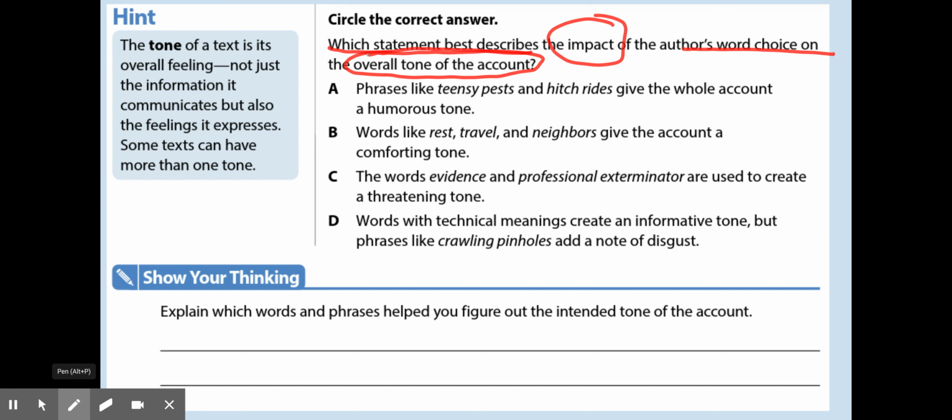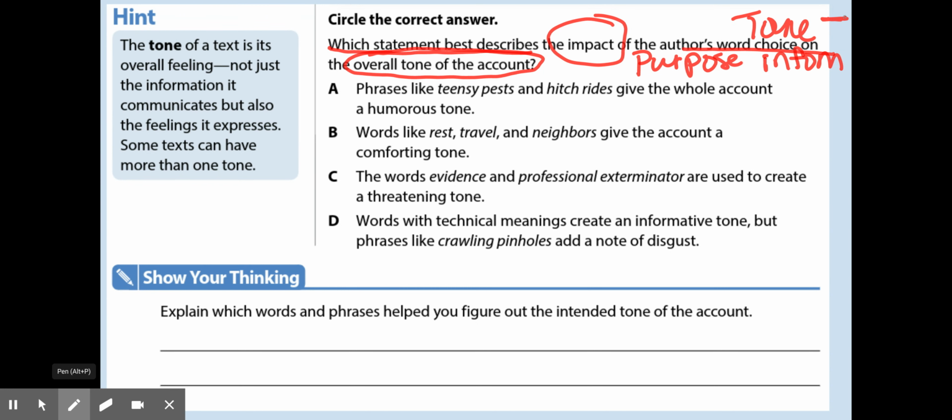The purpose was to inform, and the overall tone of the account was pretty negative. All right. Even though it had a lot of technical words in there as well and some figurative, it was still negative because it doesn't seem like bed bugs is something you want to have around.